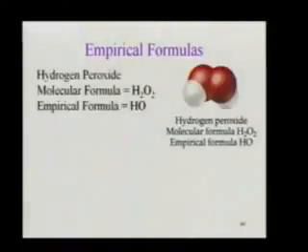Sorry. Hydrogen peroxide is H2O2. You can see the three-dimensional diagram there. The molecular formula is H2O2. The empirical formula, however, is just HO.